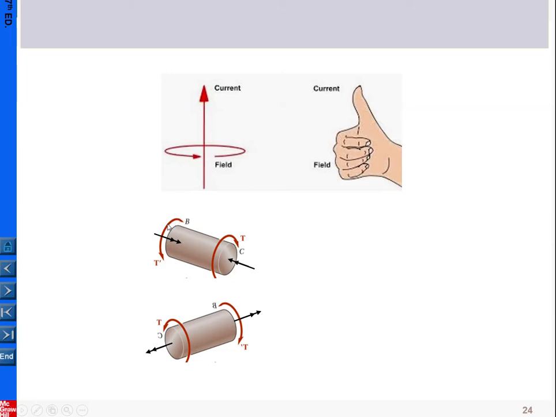Again, apply your right hand with 4 fingers pointing along this circulation. In this case, you can see your right hand thumb pointing in this direction. So that is the double arrow direction for indicating this one. And you can exercise for this case. Basically, here we have a clearer indication that is very similar to force.